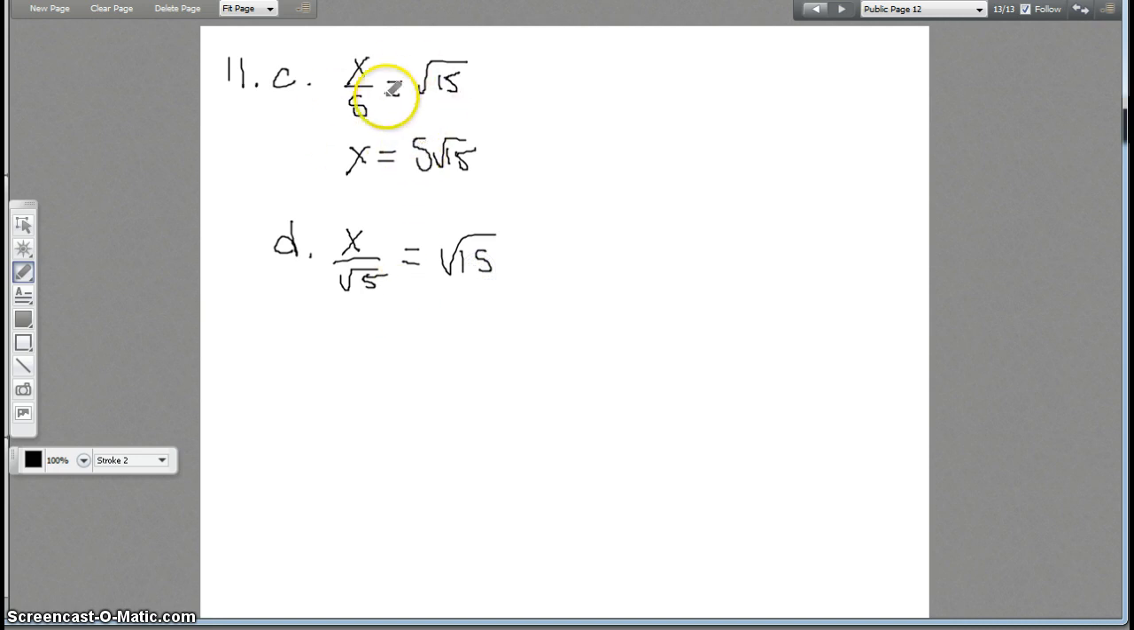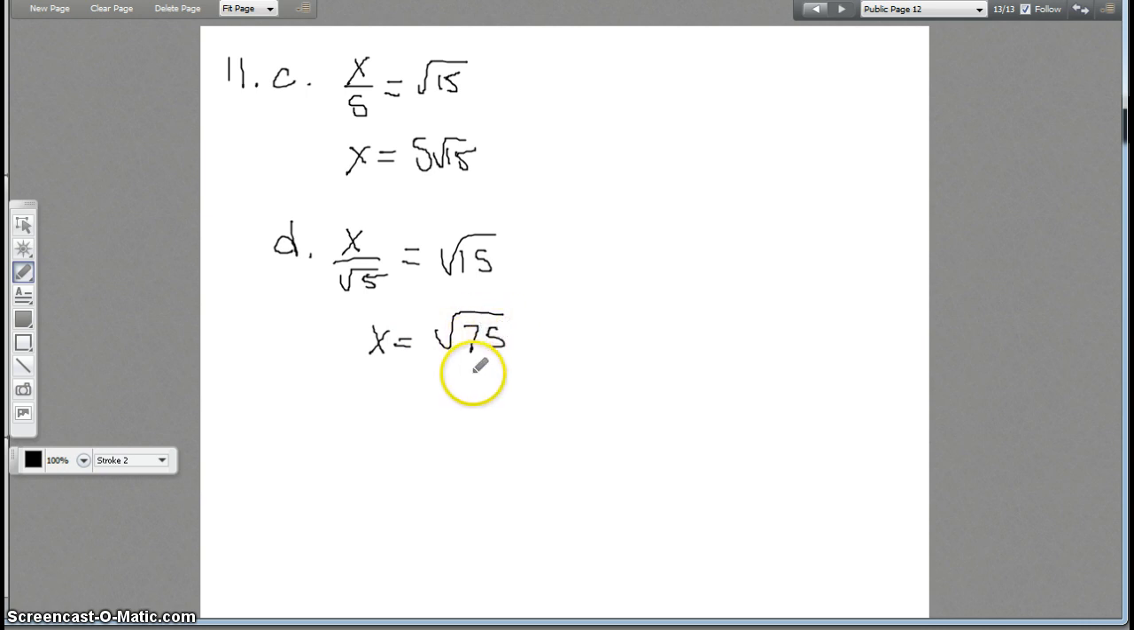Okay, before we had x over 5 equals root 15. We multiply both sides by 5. We couldn't multiply the 5 and the 15 together because the 5 is outside of a square root and the 15 is inside of a square root. But look at what we have now. Now we have a 5 inside of a square root and we're going to multiply it by a 15 in a square root. So what we're going to end up with is x is equal to square root of 75.